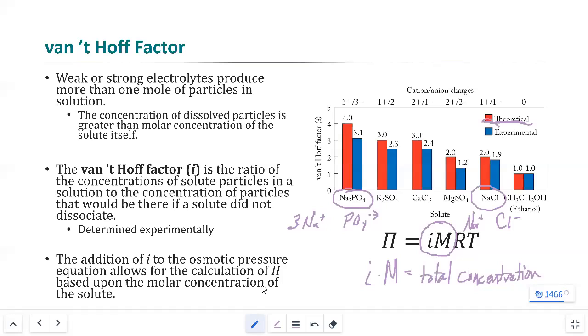Here's the rule of thumb. If the book problem gives you an experimental van 't Hoff factor, use it. If they don't, assume that you can just break down the ionic compound into its pieces and use the theoretical value.